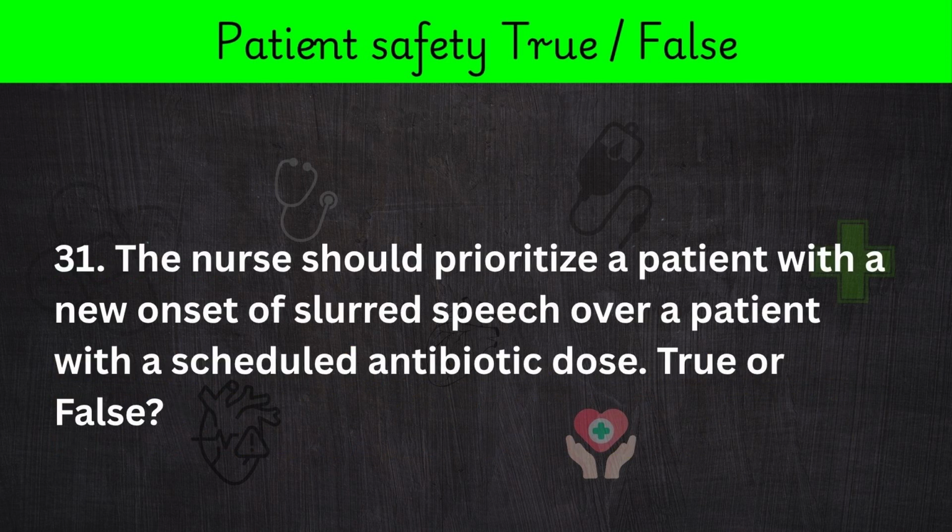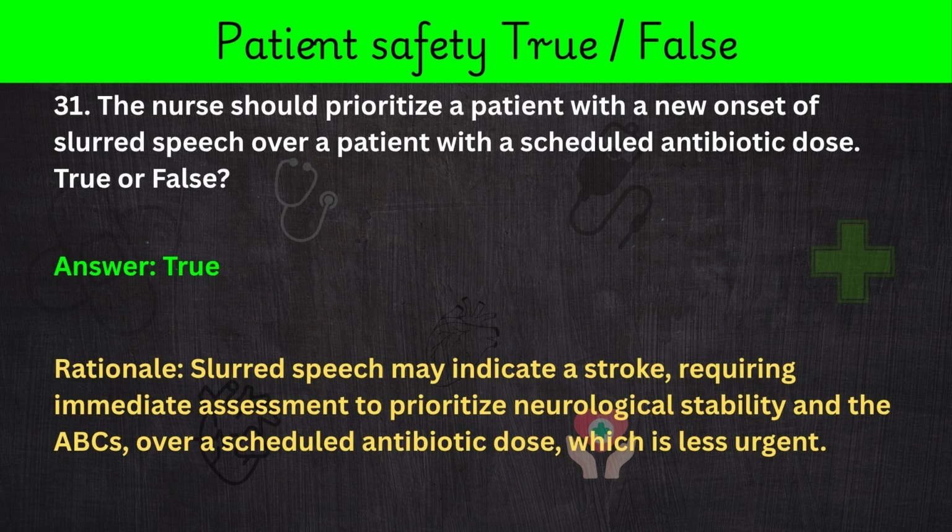31. The nurse should prioritize a patient with a new onset of slurred speech over a patient with a scheduled antibiotic dose. True or false? Answer: true. Rationale: Slurred speech may indicate a stroke, requiring immediate assessment to prioritize neurological stability and the ABCs over a scheduled antibiotic dose, which is less urgent.